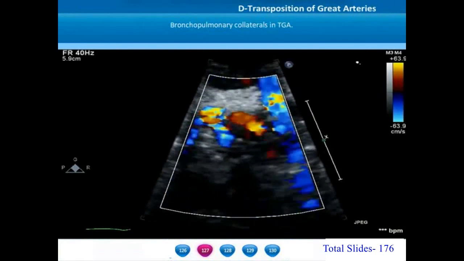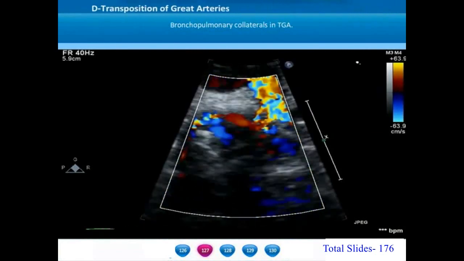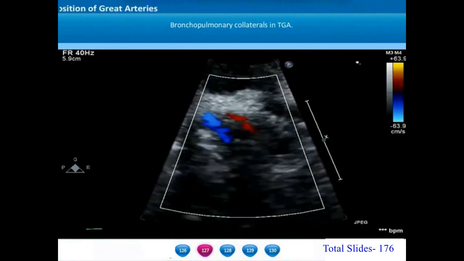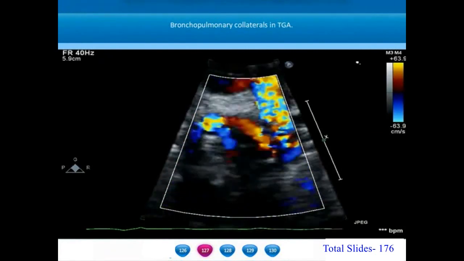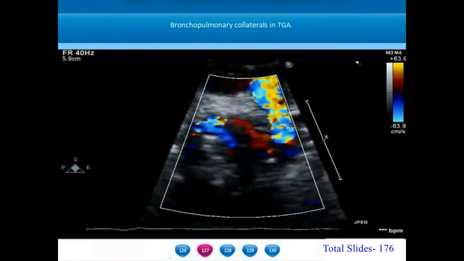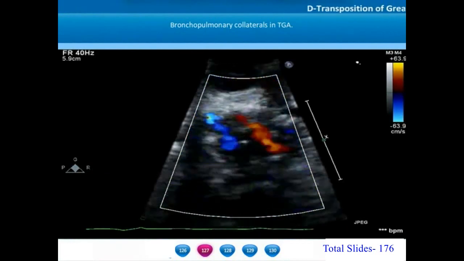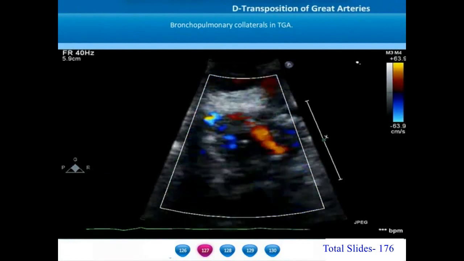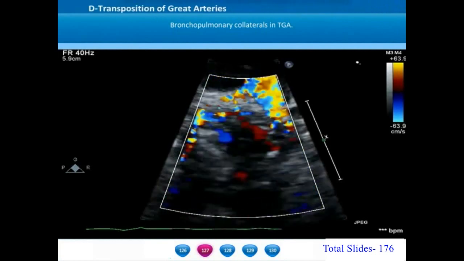Yet another echocardiographic abnormality that can be detected in patients with transposition of great arteries will be the dilated aortic collaterals from the descending thoracic aorta. This is a zoomed view of the parasternal short axis where the descending aorta is seen to give off large bronchopulmonary collaterals.